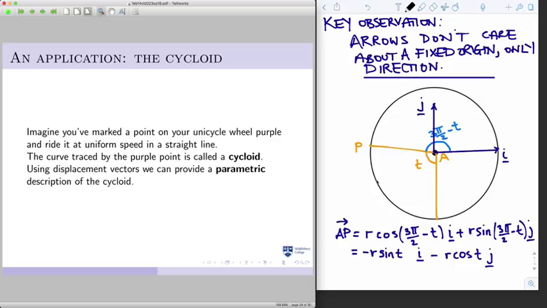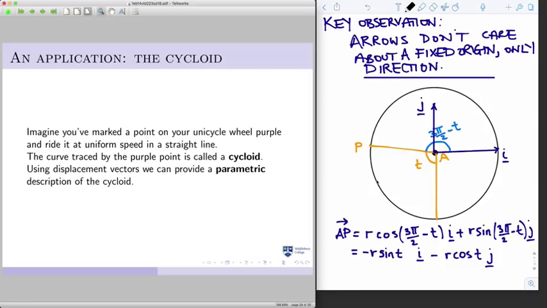So this means, based on this observation, that in fact we can forget about everything outside of the wheel, and we can actually shift the origin to now being at the center of the wheel, to being at the point A. So again, we have our fundamental directions, i and j. We've shifted them, so now they're starting at a new point, but as arrows, we've just said that they don't care about where they start from. And this allows us now to figure out this displacement vector, AP.